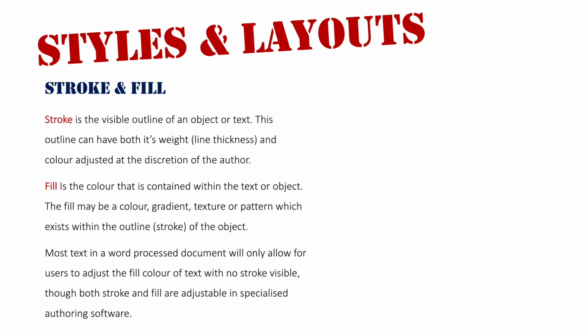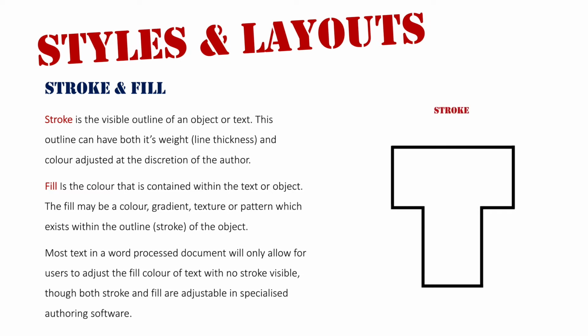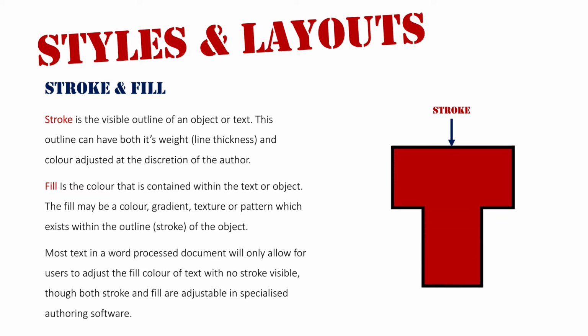of the stroke. So let's have a quick look here, and I'm drawing the letter T. On my screen here, I have drawn the stroke. This is the outline of the T. And then I'm going to put into it the color red, and that color red is my fill. As I said, that fill can be a color, a gradient, a texture or pattern within it.